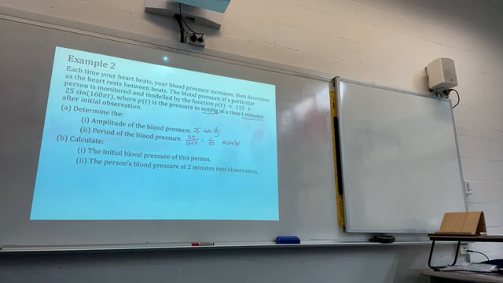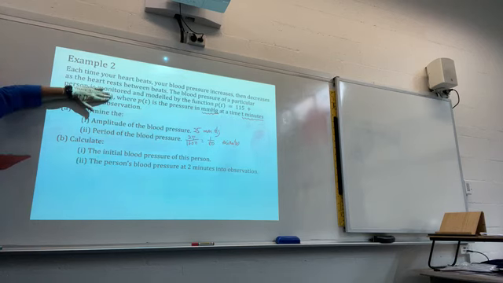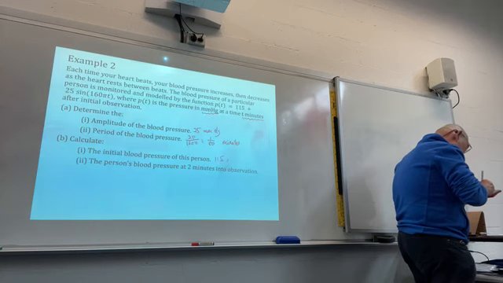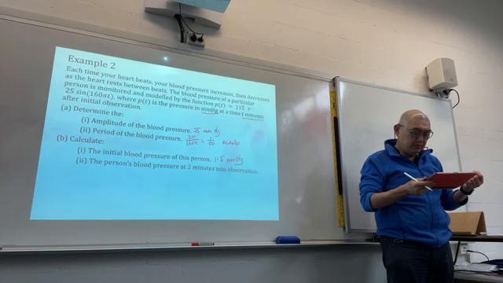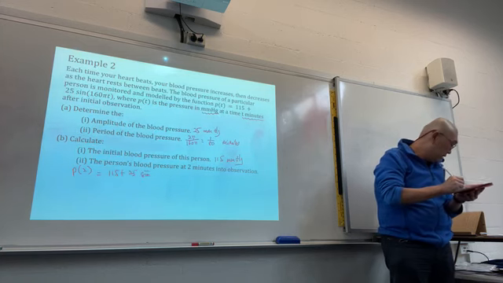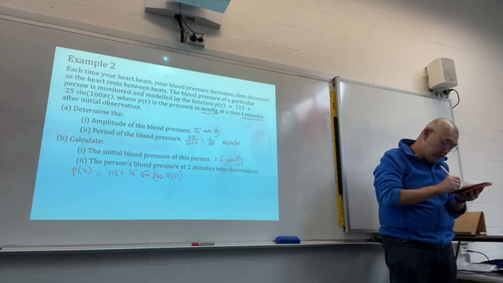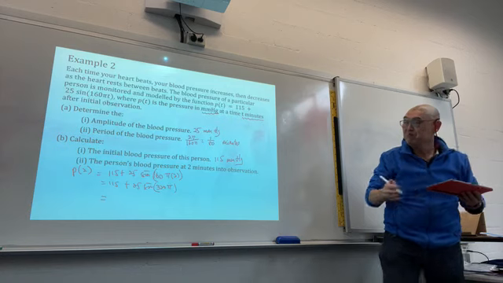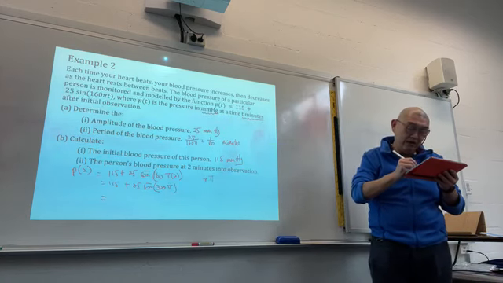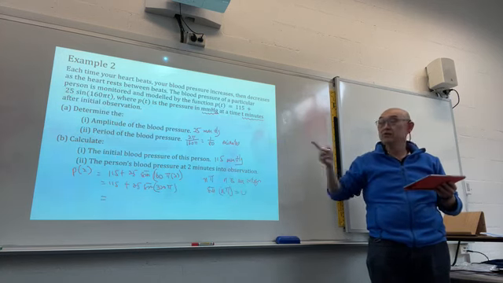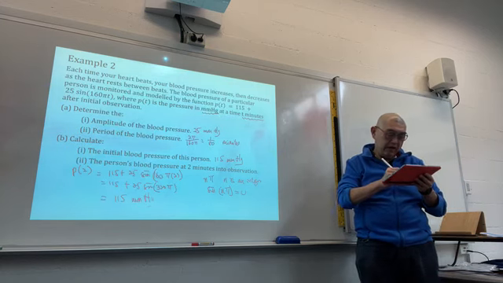Okay, so calculate the initial blood pressure of this patient. The initial time would be 0, correct? Sine equals 0. So therefore the initial pressure is 115 millimeter of mercury. And the person's blood pressure at 2 minutes into observation: P of 2 equals 115 plus 25 sine of 160 pi times 2, which is 115 plus 25 sine 320 pi. You don't actually have to use a calculator, because for anything with n pi, if n is an integer, sine of n pi is always 0. So therefore it is 115 millimeter Hg.